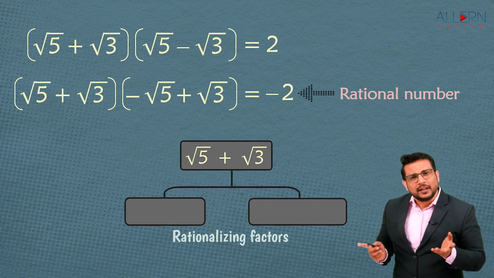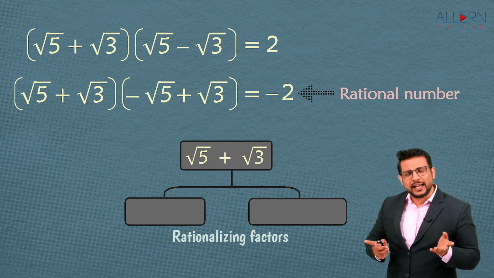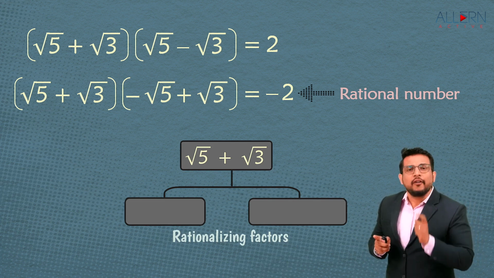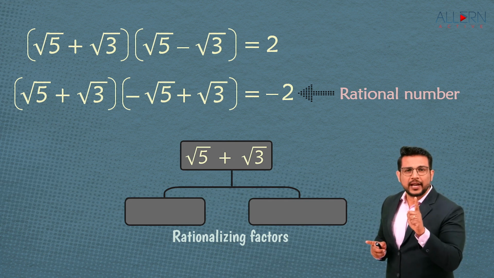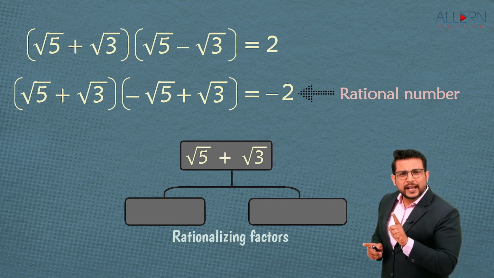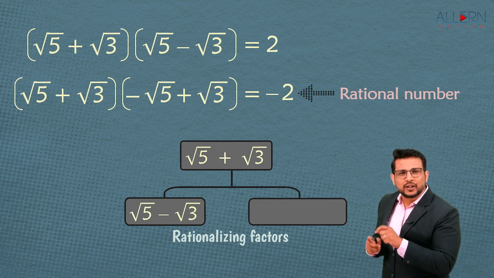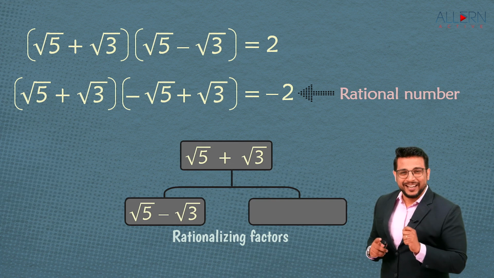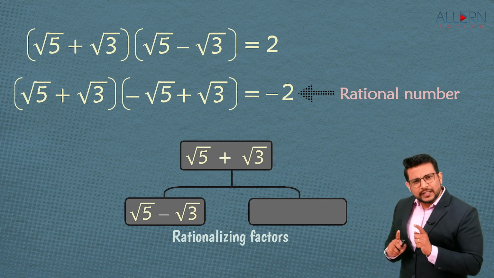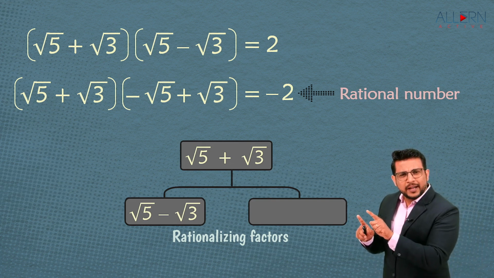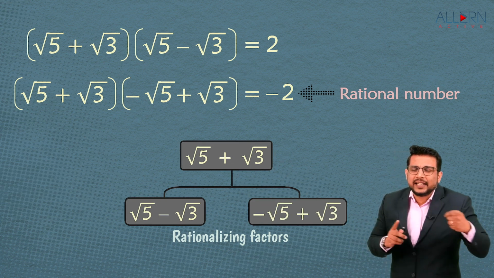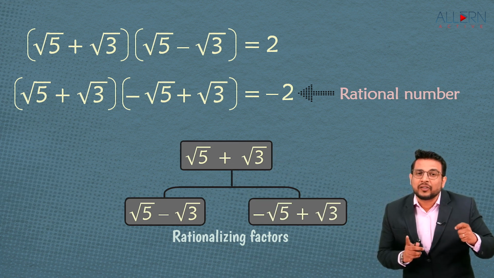How do we get that? Very simple, very easy. What did I say? Change the sign of one of the terms, right? So what did we do? If I change the sign of root 3, which is plus, that means one of the rationalizing factors would be root 5 minus root 3. You will say, I want to change the sign of root 5. So that becomes minus, and this would remain as it is. That means the next factor would be minus root 5 plus root 3.